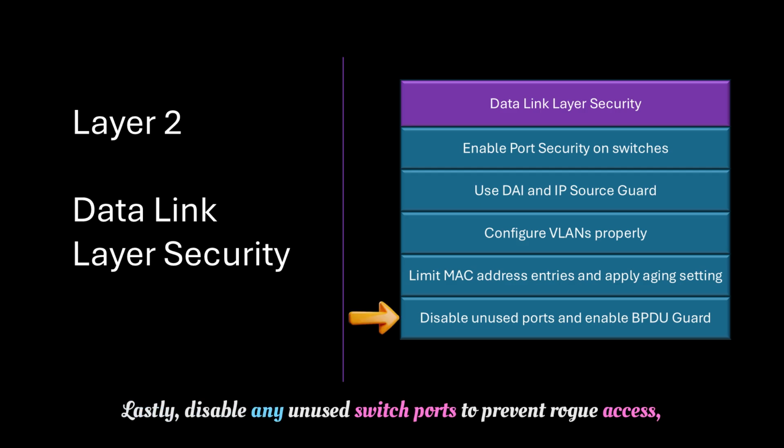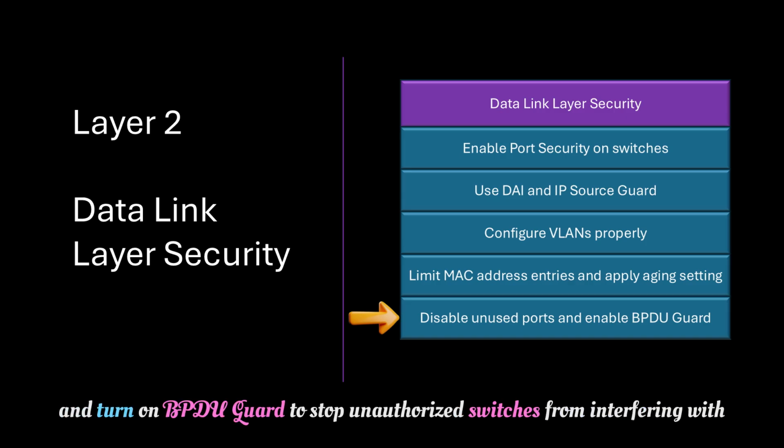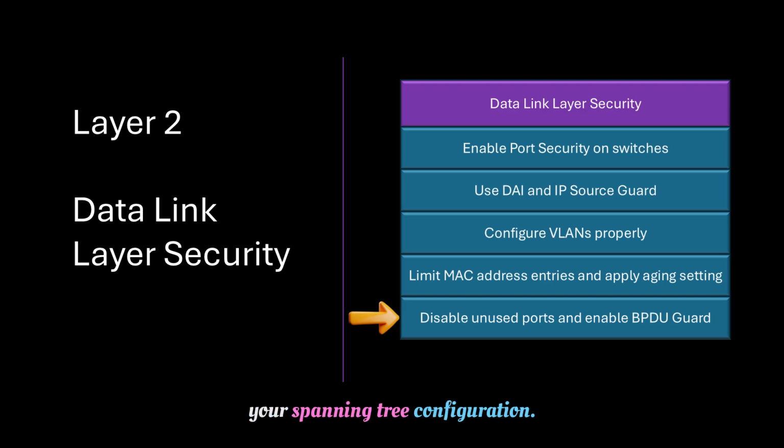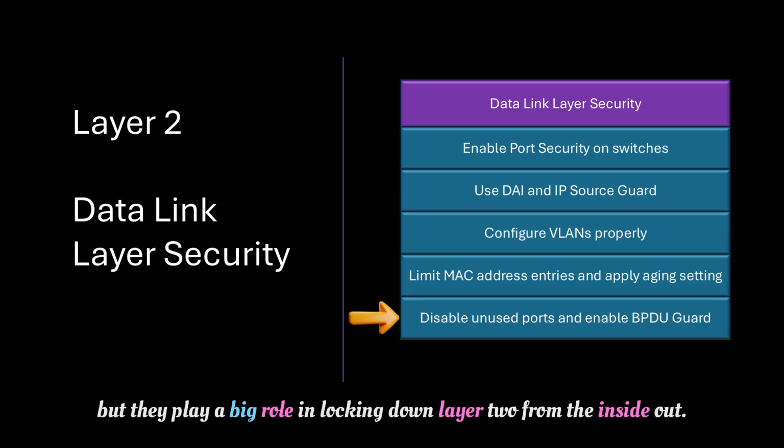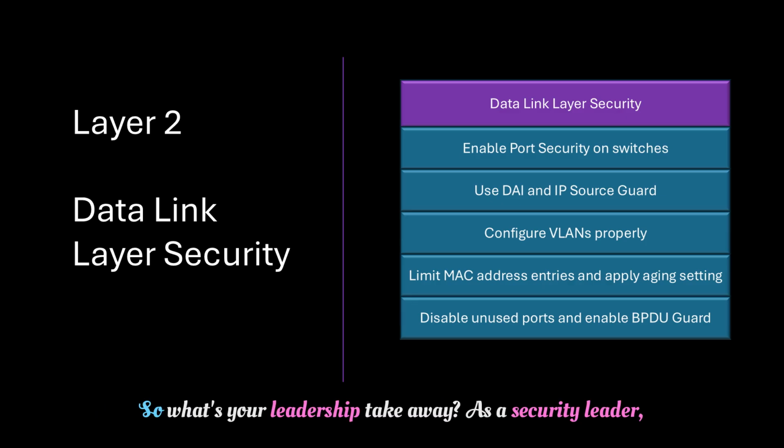Lastly, disable any unused switch ports to prevent rogue access, and turn on BPDU guard to stop unauthorized switches from interfering with your spanning tree configuration. These settings may seem like small tweaks, but they play a big role in locking down Layer 2 from the inside out. So, what's your leadership takeaway?